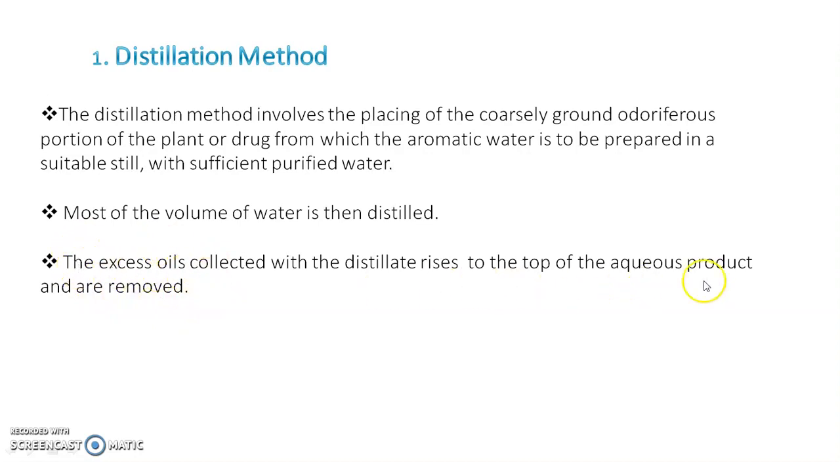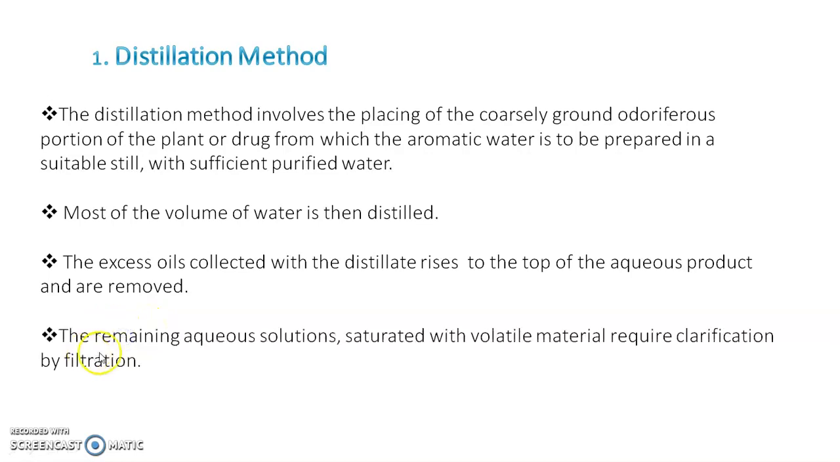The distillate is collected at the top of the product because we are getting this product from volatile substances. Because they are of volatile nature, they rise to the top of the aqueous product because they are light in weight. Volatile products are lighter than the water. Then the remaining aqueous solution saturated with the volatile matter requires clarification by filtration.